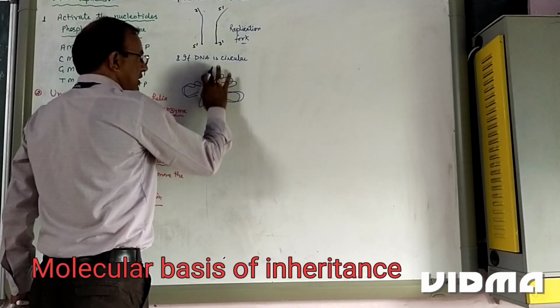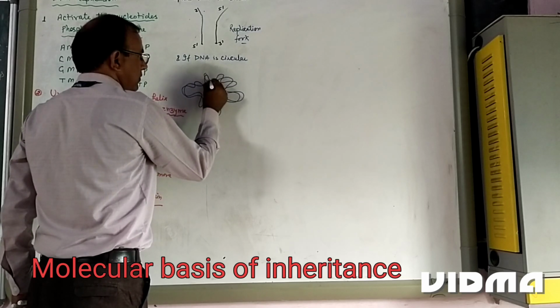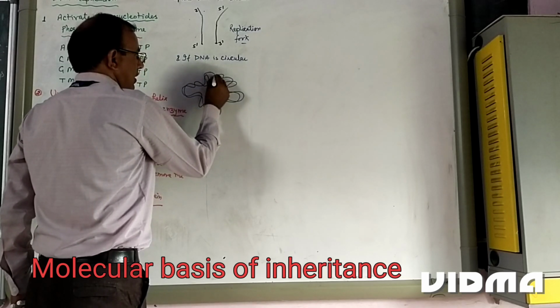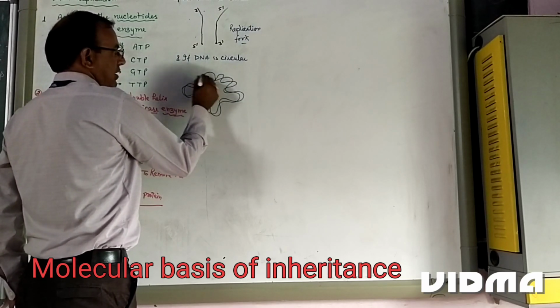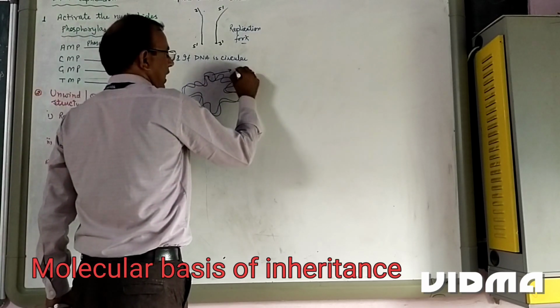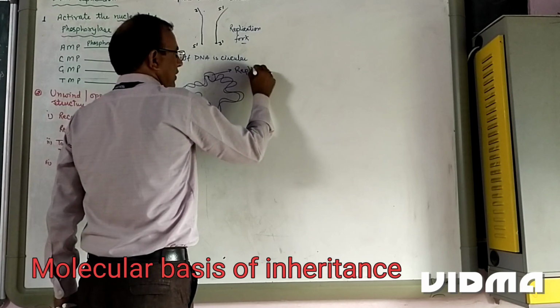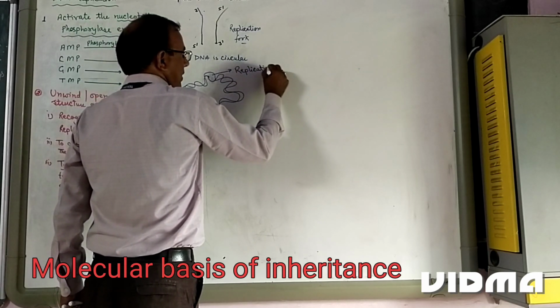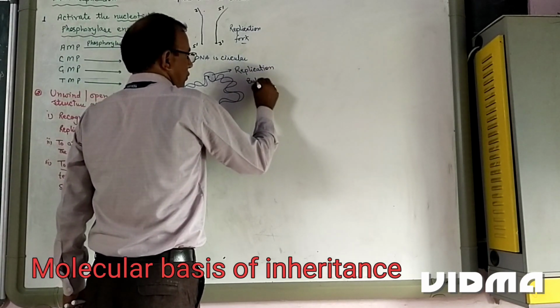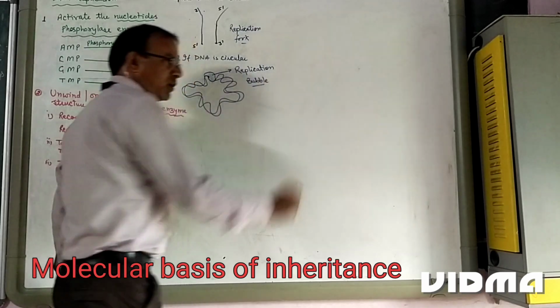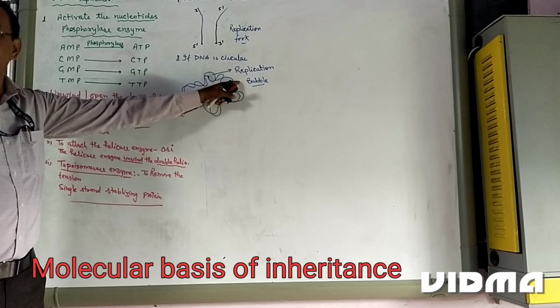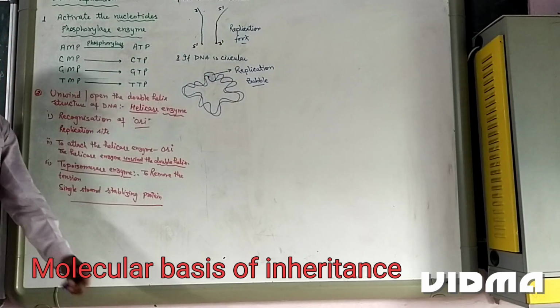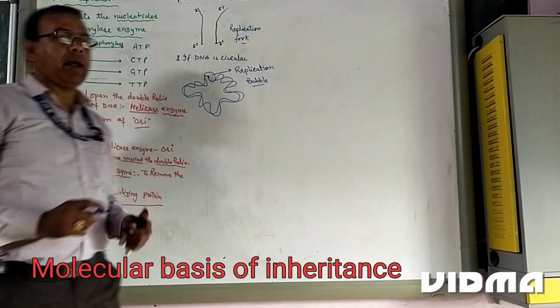This ORI, if this side is the ORI, formed a large bubble-like structure, and this is called a replication bubble. So, if the DNA is circular, the ORI forms a replication bubble, as the name is known, and if the DNA is linear, then it is called a replication fork.